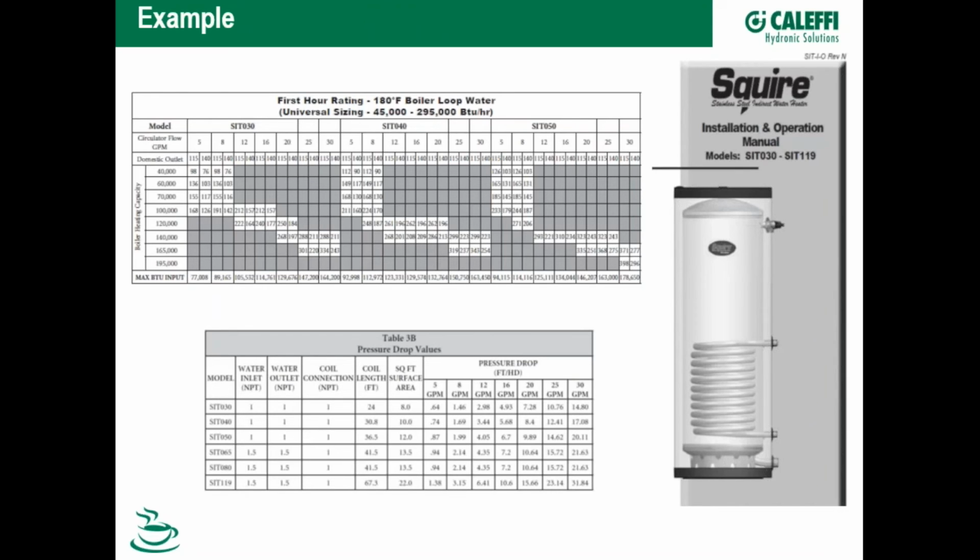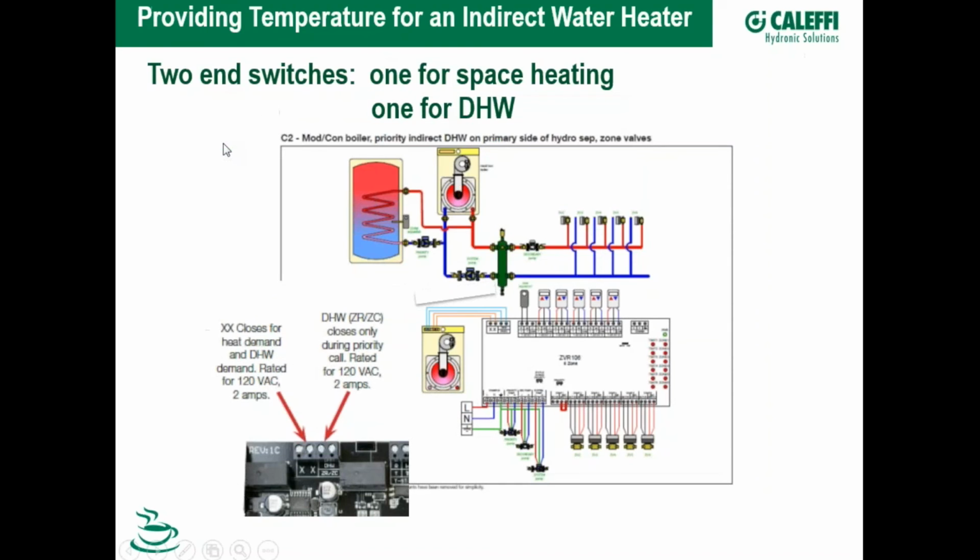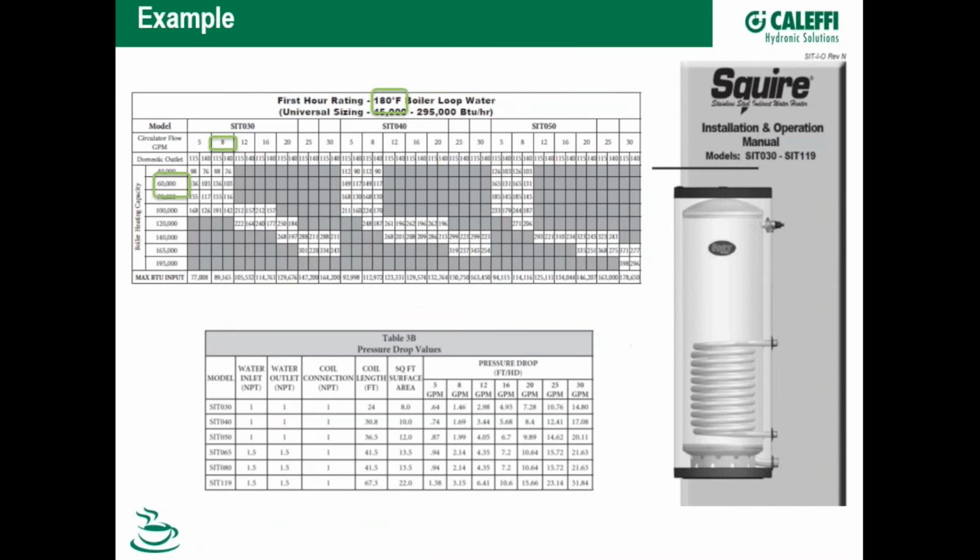So if I look at these charts, these happen to be Squire charts. When I look at a water heater, it's rated at a certain temperature, 180 degrees, and I'm looking at the 30-gallon tank. It has a flow rate of 8 GPM, and with a 60,000 BTU boiler, if you look at the lines there, I can produce 136 gallons of hot water the first hour.